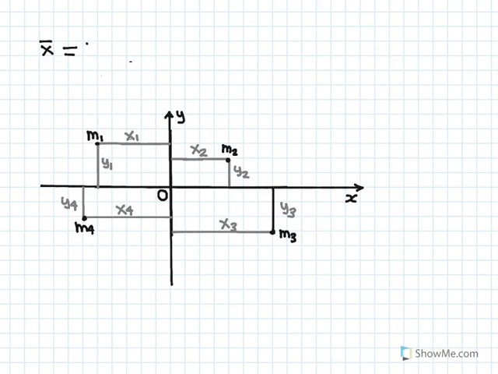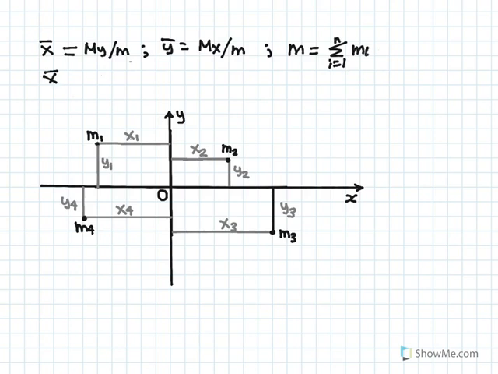X bar is equal to My divided by the mass. Y bar is equal to Mx divided by the mass. And the mass of the entire system is simply the sum of the individual masses of these objects, i equals 1 to n, mi.